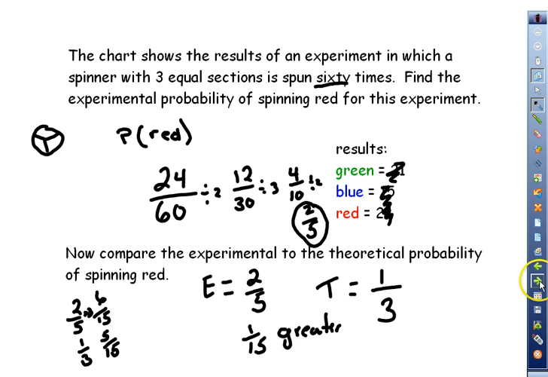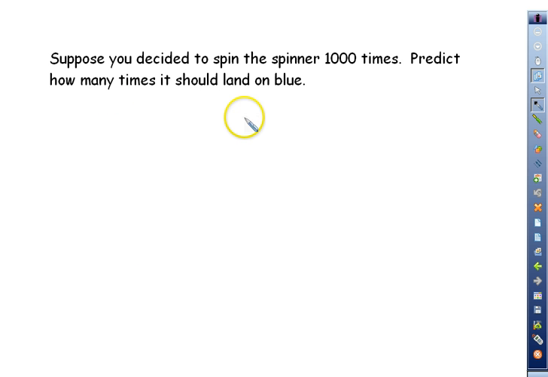Okay. So if you have any other further questions on this, please let me know, and we'll discuss it a little further tomorrow. Now it says, suppose you decide to spin the spinner 1,000 times. It says now to predict how many times it should land on blue. Now we have done this already. Okay, we have done this with predictions using probability.